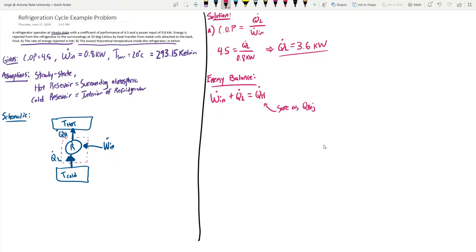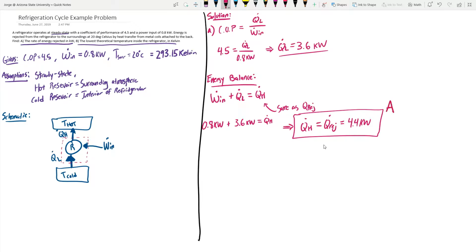Okay, so with that, if we put in our numbers, 0.8 kilowatts for W in, QL is 3.6 kilowatts, we get a value of QH, or Q rejected in this case, of 4.4 kilowatts. All right, so this is part A.